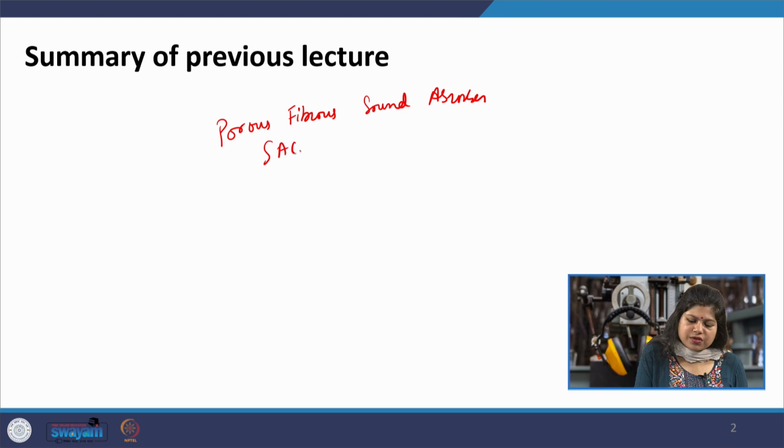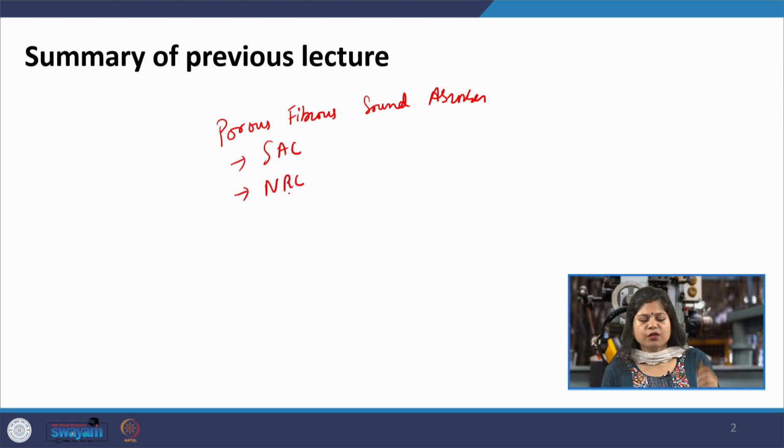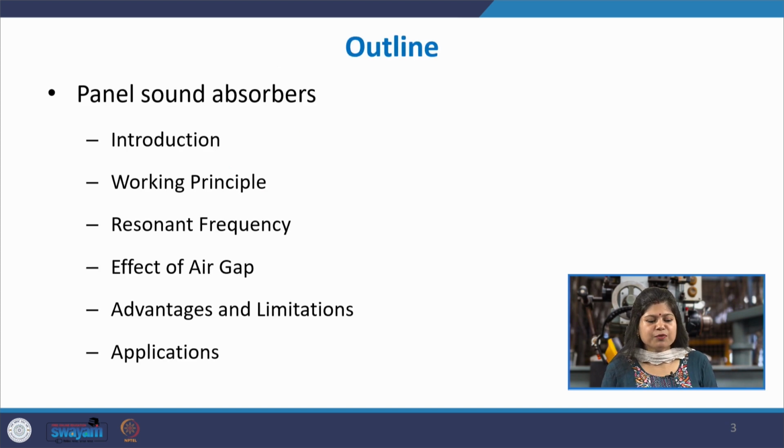And how their sound absorption coefficient is measured, and what the NRC, the noise reduction coefficient, is for these absorbing materials. But sound absorbers can be classified into a lot of groups, such as the porous fibrous sound absorbers, panel sound absorbers, then perforated and micro perforated panel sound absorbers, and then Helmholtz resonators and metamaterials.